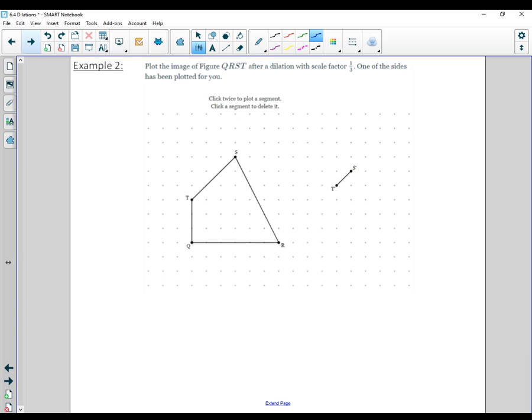Okay. Plot the image of the figure QRST after the dilation with scale factor 1/3.